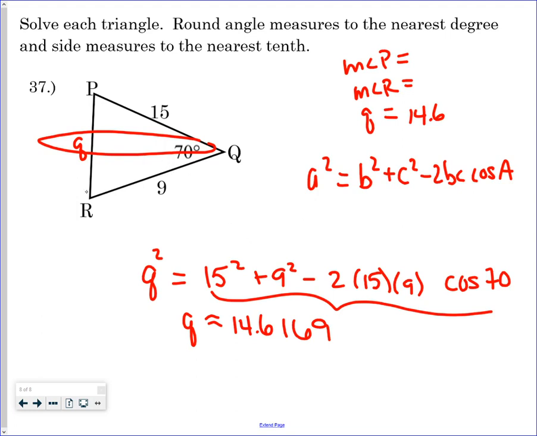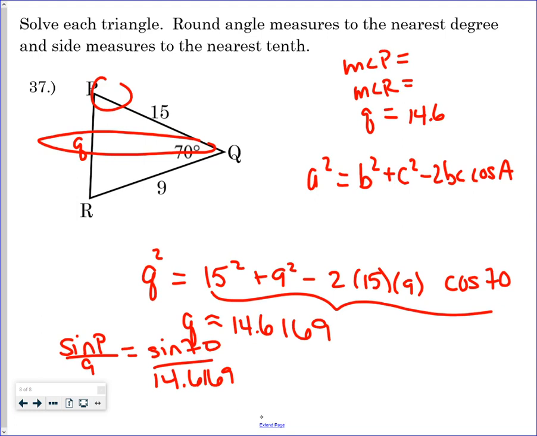What do you guys want to find first? Angle P or R? It doesn't matter. P. Okay. So if I'm looking for angle P, I'm going to say sine of P over 9. Everybody good with that, right? Equals sine of 70 over that 14.6169. Do you guys get what I'm saying? Once you do law of cosines once, you should be able to do law of sines after that. I can't think of a question where you ever do law of cosines twice. You should be able to do law of sines after that.